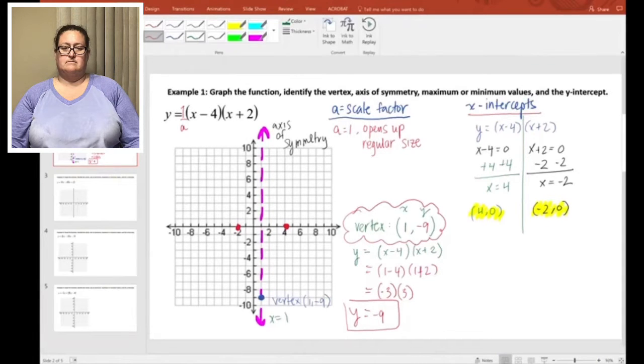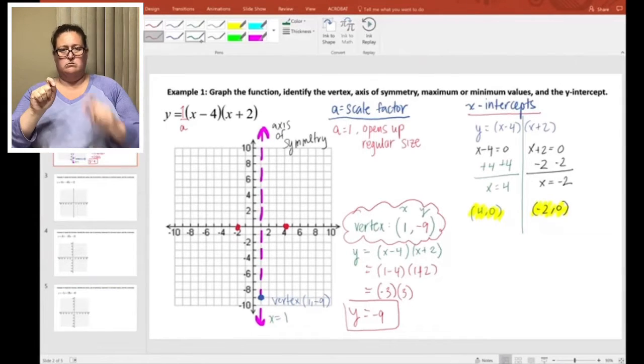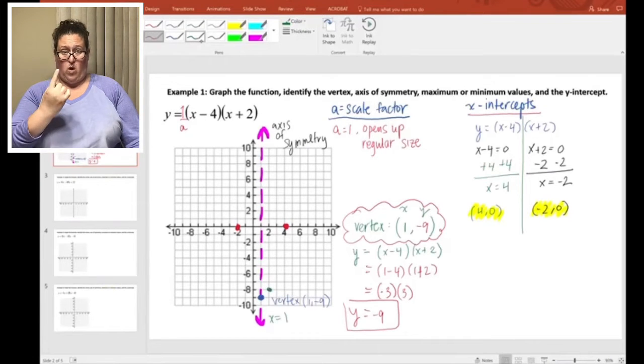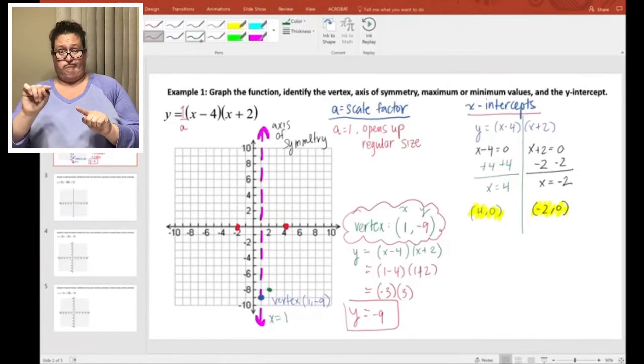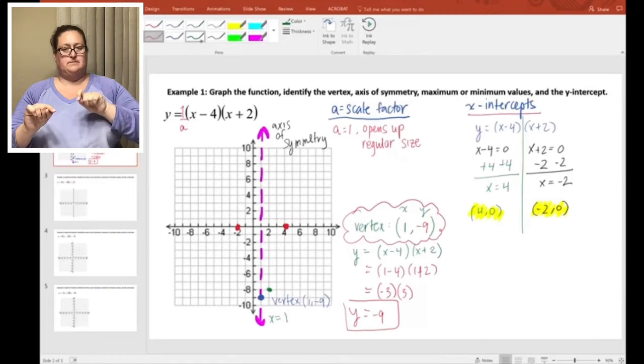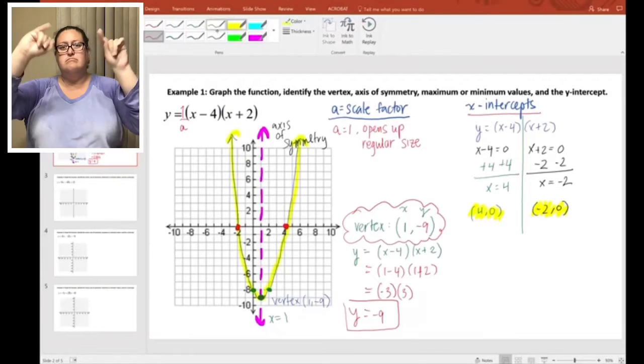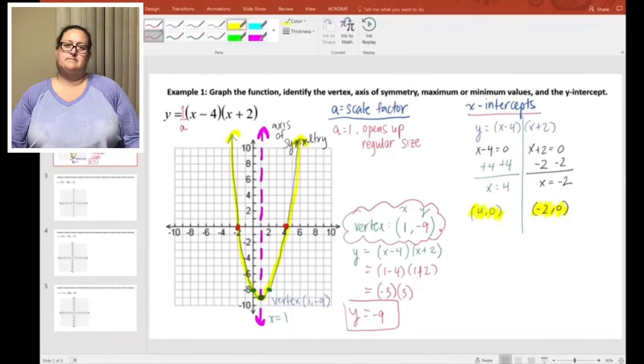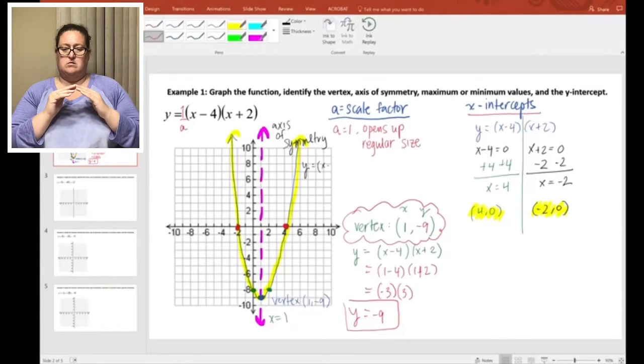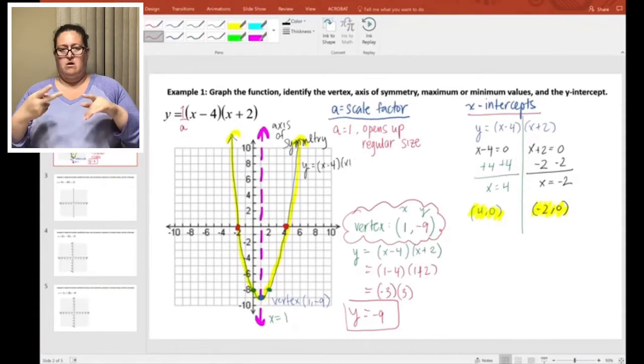And because this is a parabola, I know that my points are going to be symmetrical. So if I have a point that's 1 unit away on the right side, I'm also going to have a point that's also 1 unit away, but on the left side. Now that I have my points, let's go ahead and draw our graph. Label it y equals x minus 4 times x plus 2.